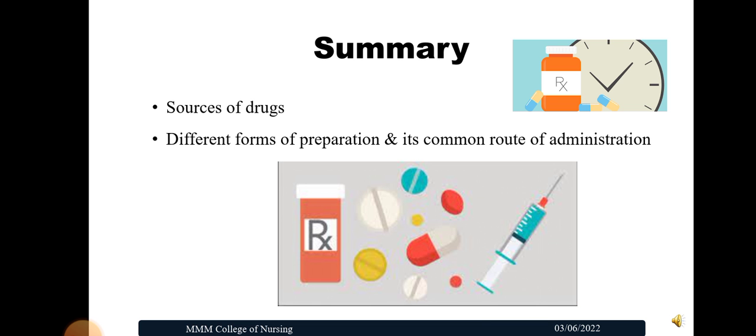In this session, we have learned about the different sources of drug preparation and also the different forms of drug preparation and their common routes of administration.